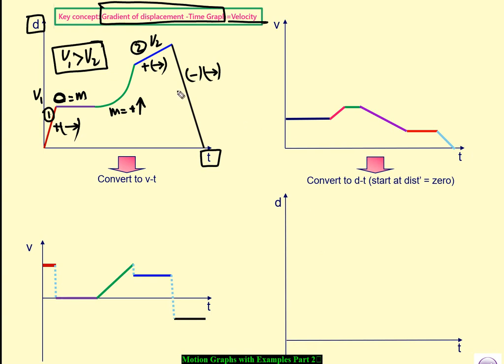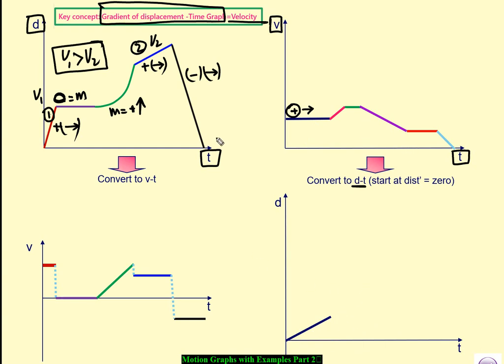So next one, as you can see here, velocity is given to us on the y-axis and time is given on the x-axis. We need to convert this one into a displacement time graph. So first we need to write down what is happening to velocity here. Velocity is positive and velocity is constant. So now here, the gradient of the displacement time graph has to be positive, because the velocity is positive. And as the velocity is constant, gradient has to be constant. That's all. This is how you can draw.